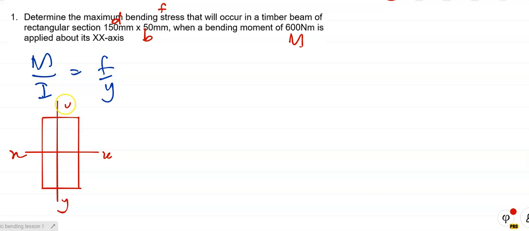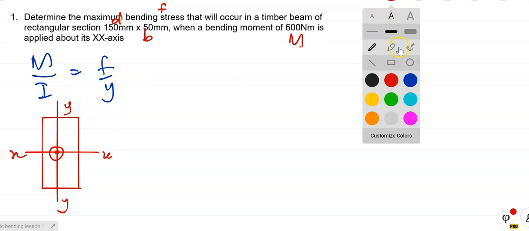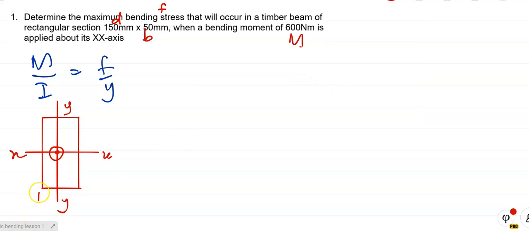And of course, where the two axes meet each other, that's the position of its centroid, as we know. B is the narrow side, so B is equal to 50 millimeters, and D is the vertical longest side, equal to 150 millimeters. We know this. Do we know this? Yes, this is equal to D over 2, which is 75 millimeters. Do we know this? We don't know it, but we can work it out.